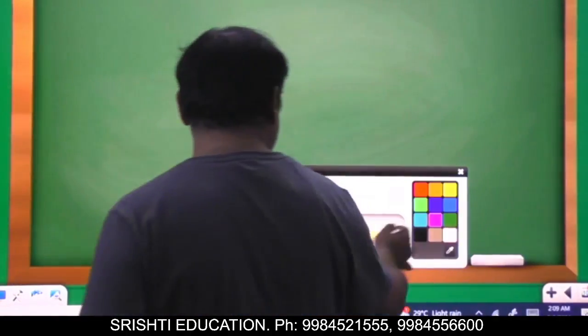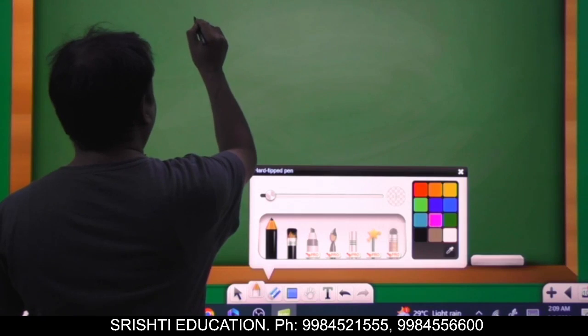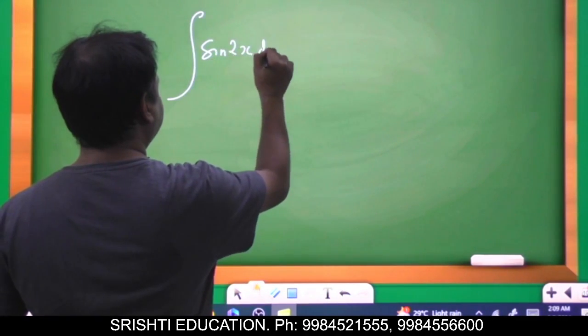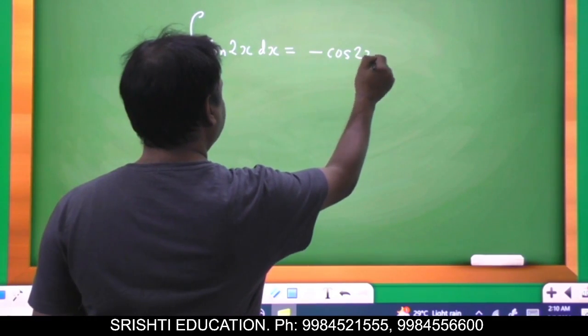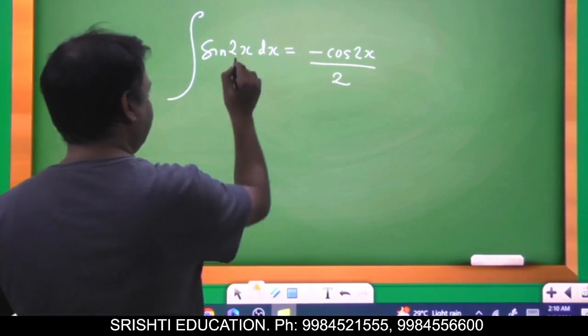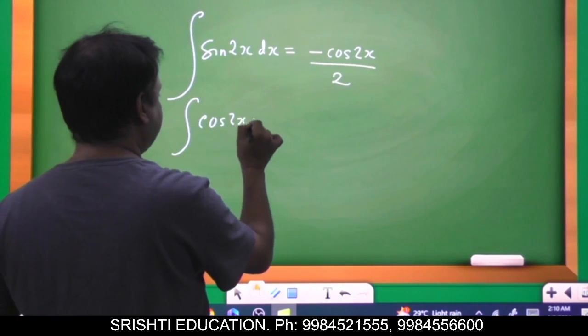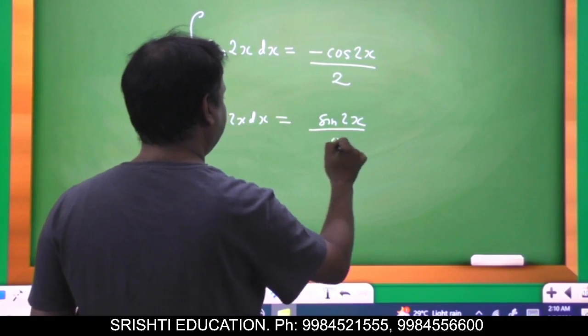Now see some skills we have seen in calculus. If you're writing integral of sine 2x dx, your answer will be minus cos 2x by 2. We have to divide by 2. This we have learned in calculus. Integral of cos 2x dx will be sine 2x by 2.